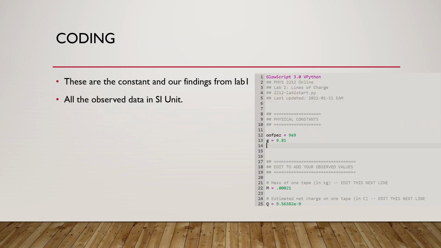So our first part of coding is from our Lab 1 GlowScript code, which has the constants from our findings from Lab 1, and of course all the observed data is in SI units. For example, we have the K value, G, which is gravity, M, the mass of our tape, and then Q from the last lab, the estimated net charge on the tape.